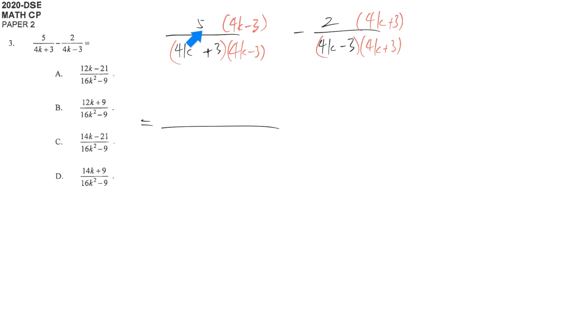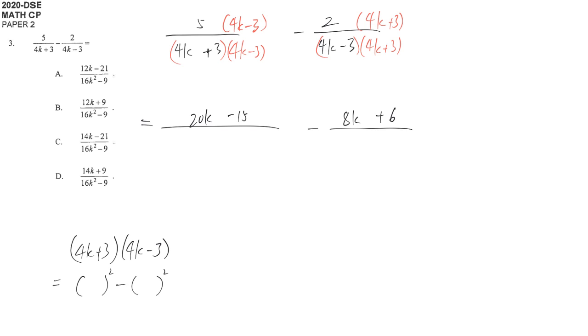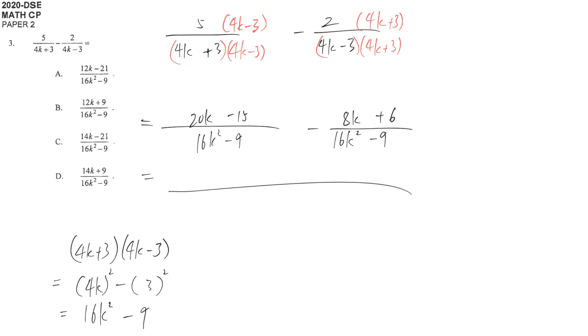From the first fraction, we have 5 times 4k, we have 5 times negative 3, so 20k minus 15. And then for the other numerator, we have negative 8k, we have positive 6. And the denominator, we can multiply them. So in our graph, 4k plus 3 times 4k minus 3. You may expand it by yourself, or you may use the identity, something square minus something square, which is 4k and 3. 16k square minus 9. So this is 16k square minus 9, which is consistent with our choice, even though it didn't help you to get any of them.